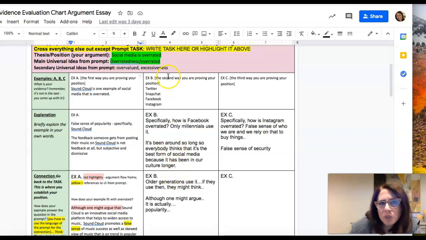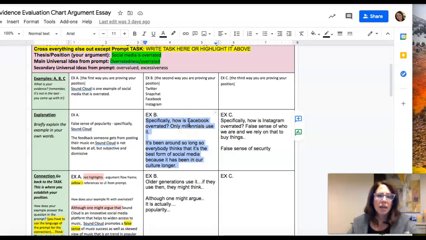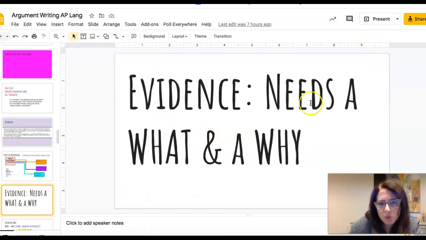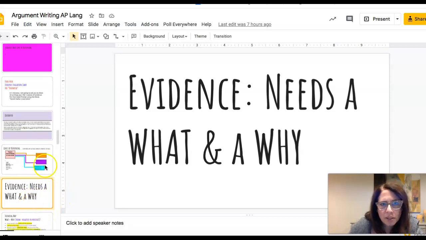We talked about different ways you could take this. Here are some of the notes that I took during class. Someone said Facebook, and I said, okay, so why Facebook? If I said SoundCloud gives you a false sense of popularity, Facebook is the what. Now, what's the why? You have to have both of those things together to make evidence for an example. So here it is, just so you remember what I'm saying: each piece of evidence needs a what and a why.